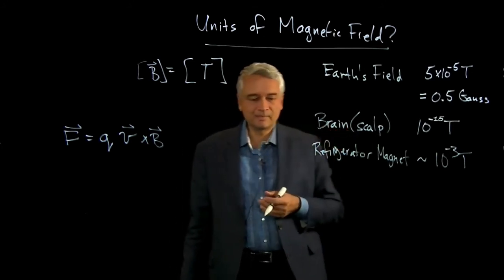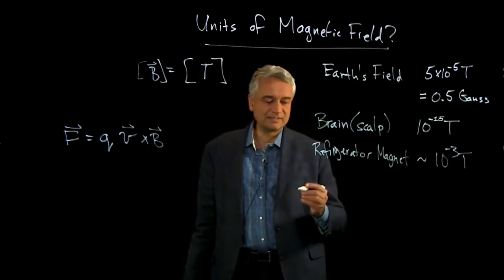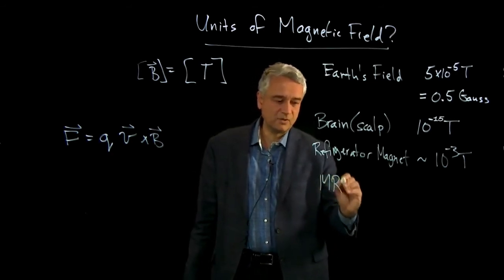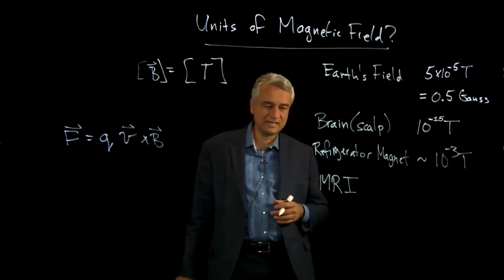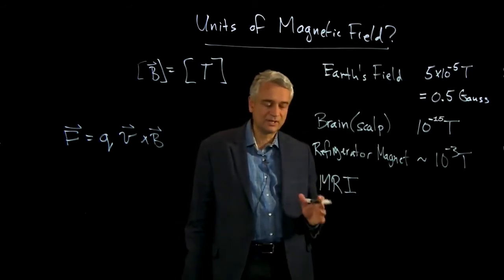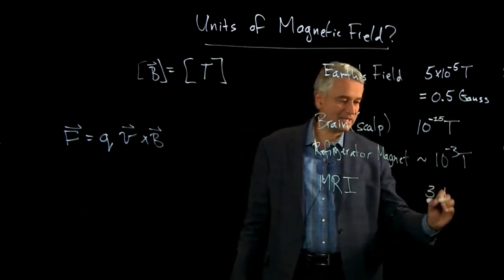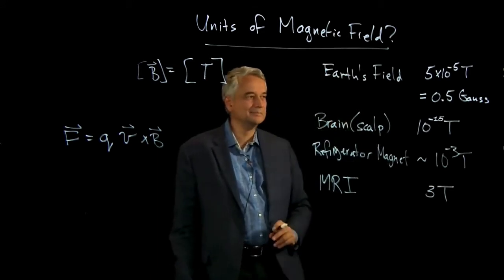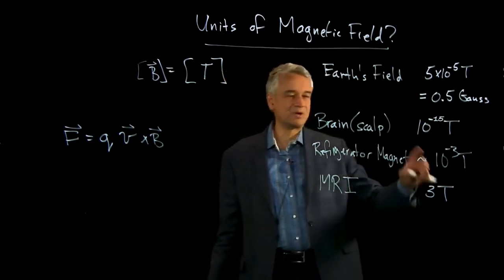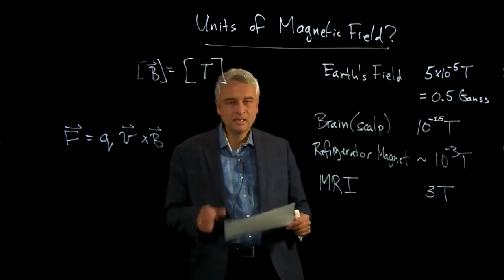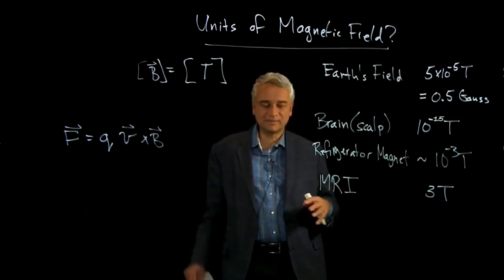One place where I hope you don't have experience with it, but which you might one day, where the magnetic fields are much bigger, is an MRI magnet. So if you need to go to the hospital to get an MRI done on your knee or some other part of your body, you stick it into an MRI magnet, and the magnetic field in a typical MRI magnet is about 3 Tesla. So that is about 60,000 times stronger than the magnetic field of the Earth, about 3,000 times stronger than the magnetic field of a refrigerator magnet.